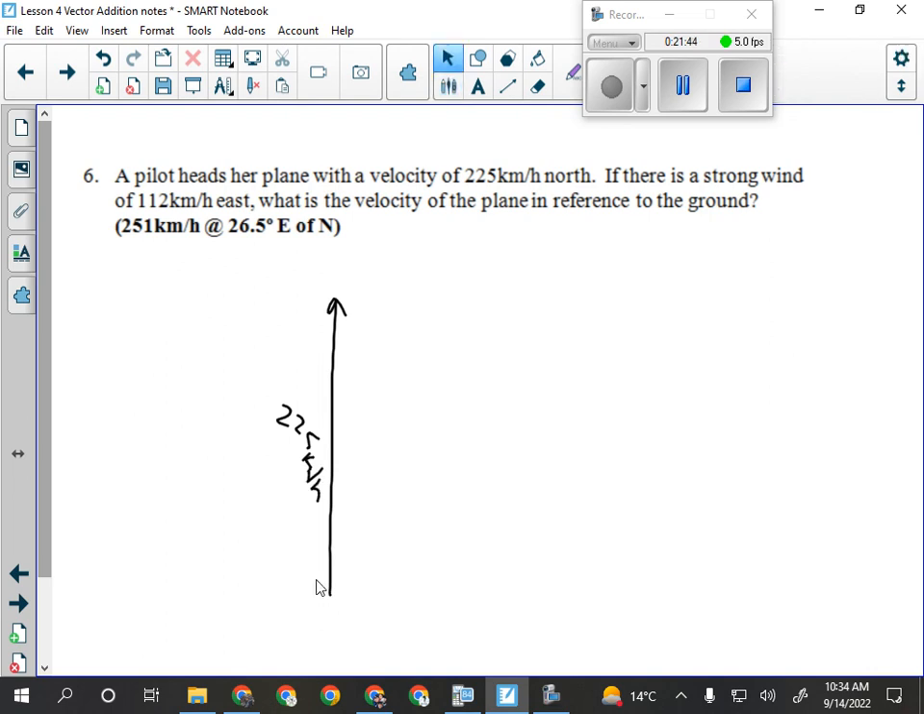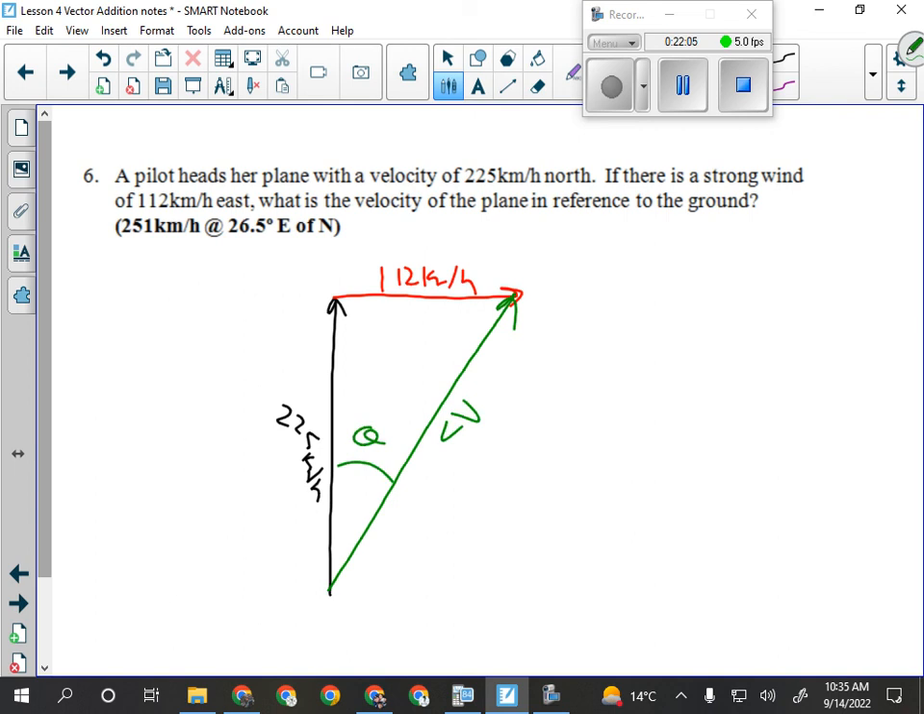Okay, and there's a wind of 112 kilometers per hour east. Okay, now this one doesn't even have the second part about how long it takes to cross the river because it's a plane. So our resultant velocity then just goes from here to here.